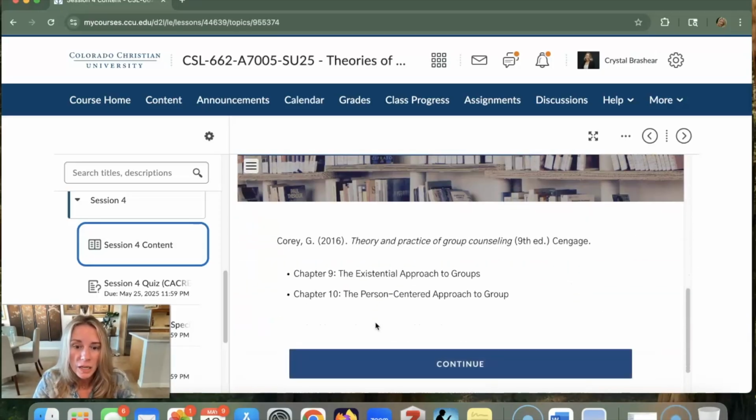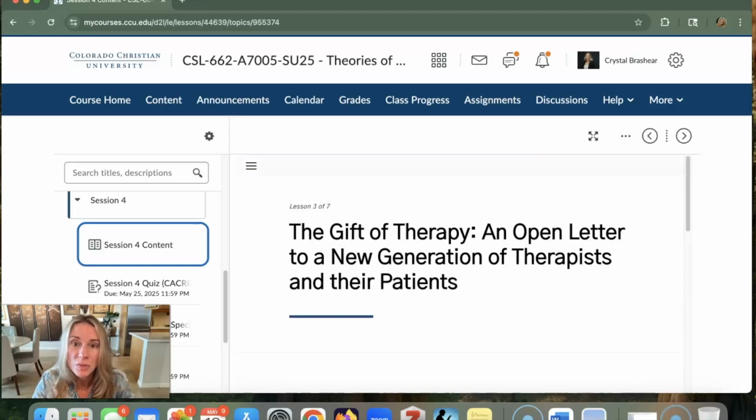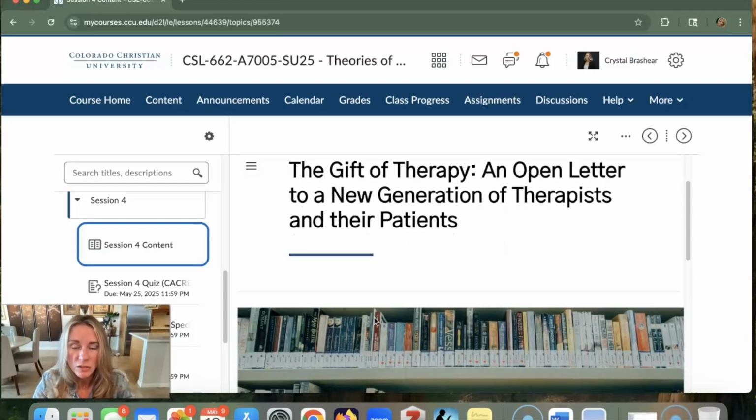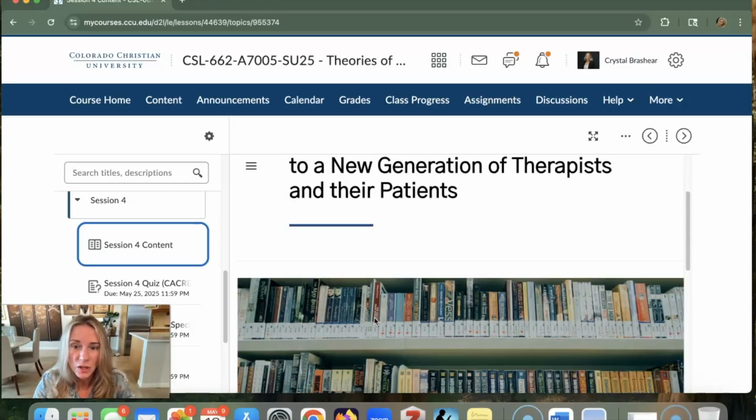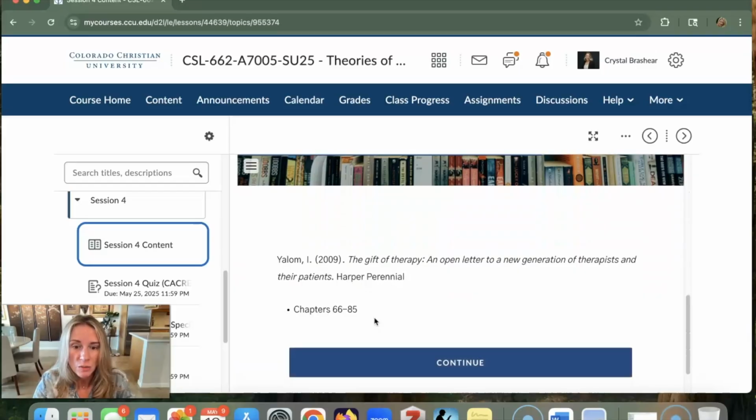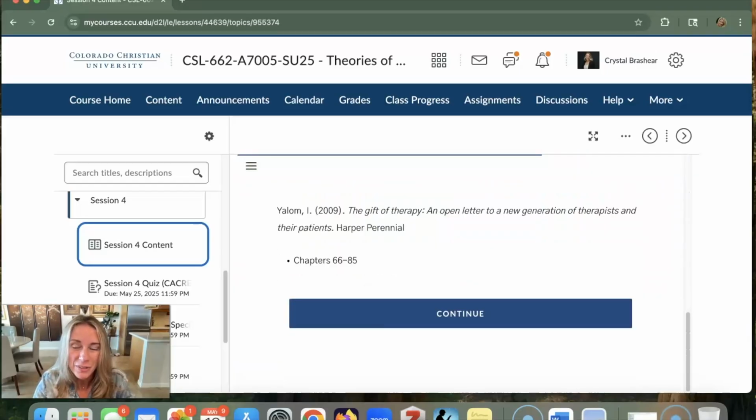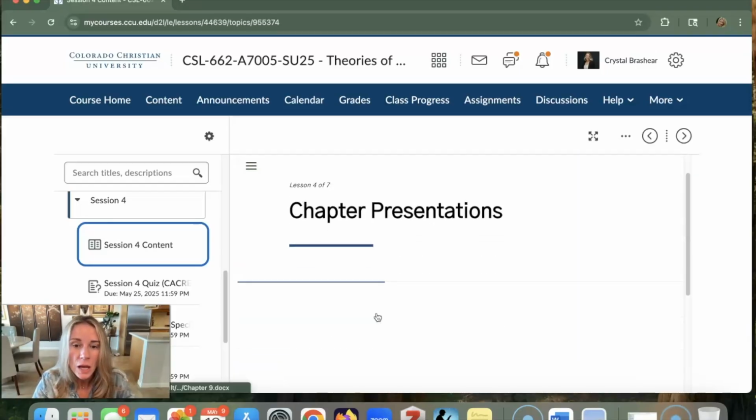So you'll be reading chapters 9 and 10 in your Corey textbook, chapter 9 being existential approach to groups, chapter 10 being person-centered approach to groups, so both sort of humanistic approaches to group counseling. In your Yalom Gift of Therapy book, you will be reading chapters 66 through 85. Enjoy, I know you will.